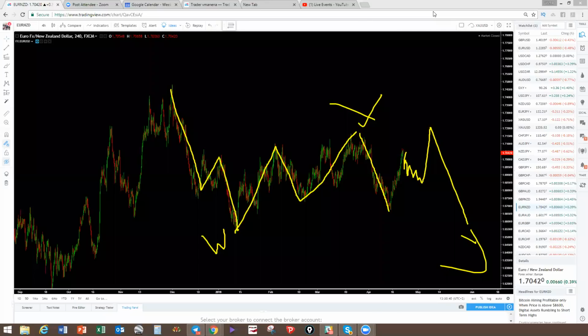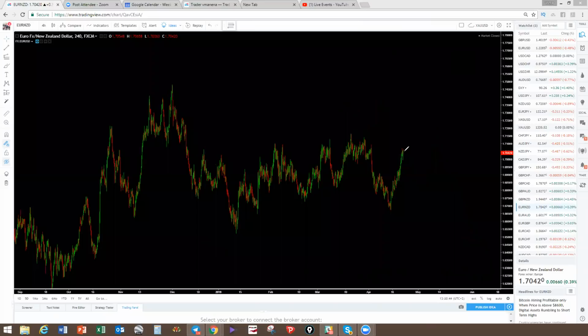Okay, easy. But I'm not taking any new trades here until I get a corrective structure here, like that, or an impulsive move, like that. Okay, that's Euro New Zealand, Euro Audi, EURCAD.